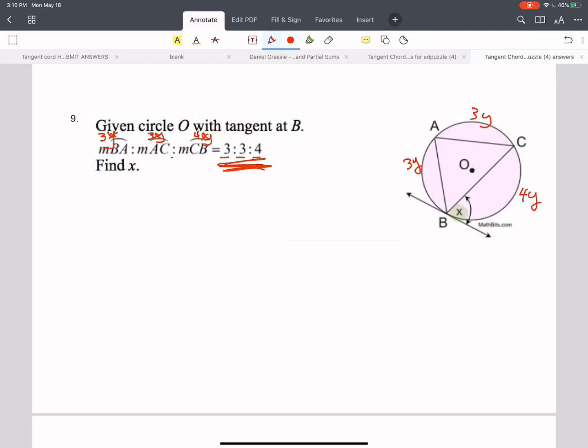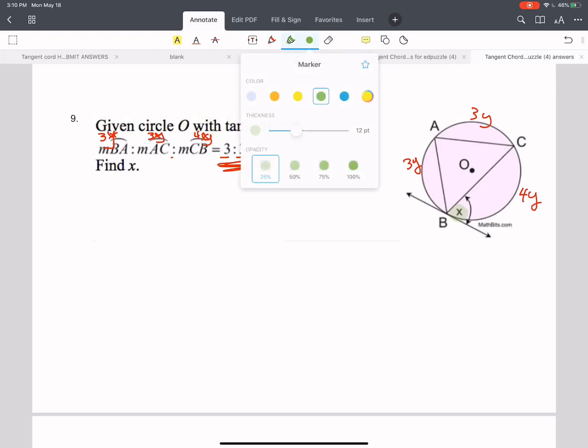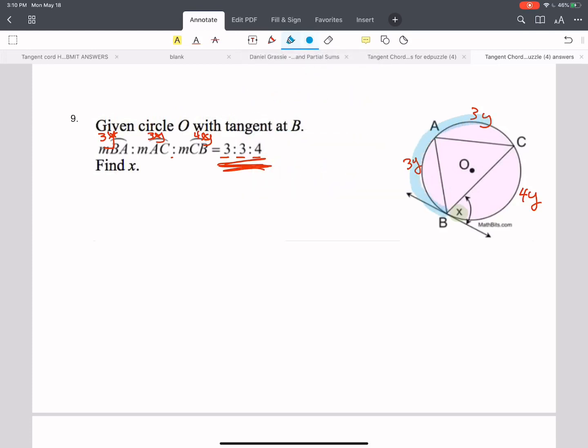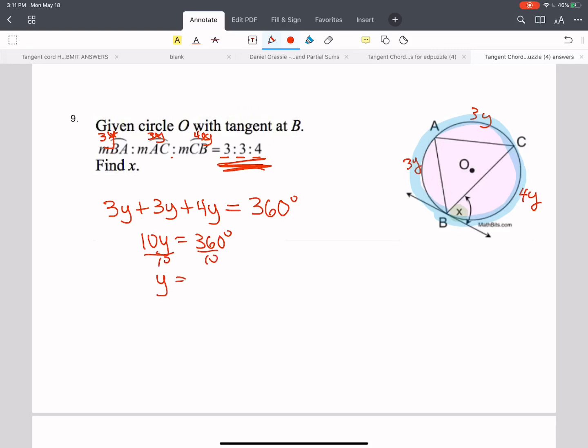And I immediately have to look for a relationship that goes with all of these. What do you know about all of them when you put them together? What do they add up to when you put them all together? You are good. It's 3y plus 3y plus 4y. All those arcs add up to a full 360 circle. So that's 10y is 360 degrees. Then divide both sides by 10, right? You're going to have y is equal to 36 degrees.